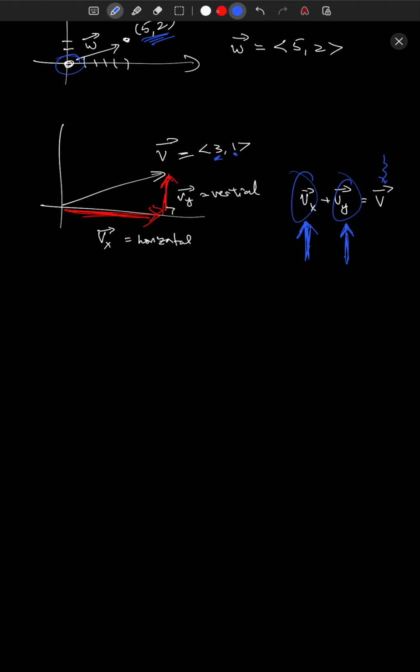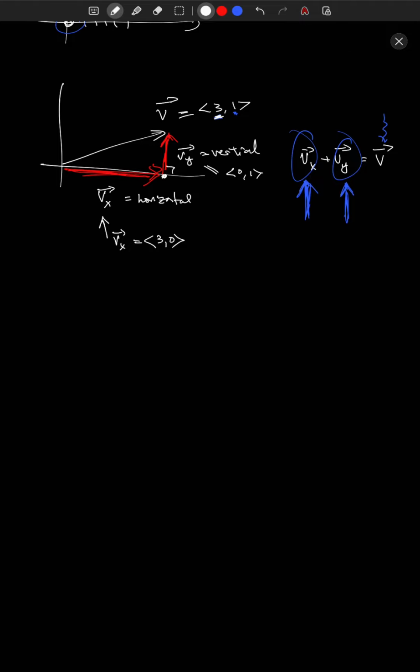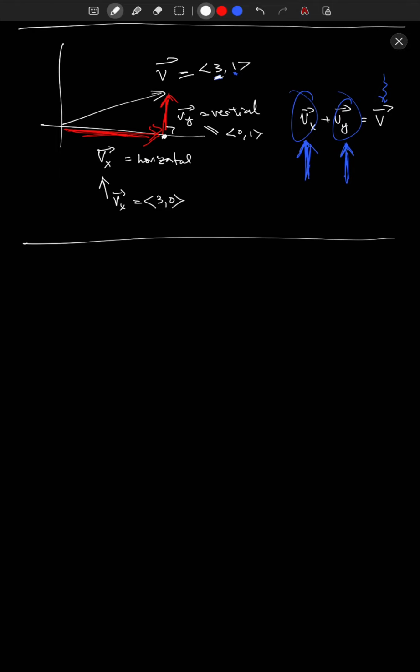By the way, if we did want to write down exactly what v sub x and v sub y were: v sub x, because it's horizontal and it ends right there, has horizontal length 3 and vertical portion 0, so it should be 3, comma 0. And v sub y, because it's vertical, should be 0, comma 1. So this is a small note. We'll use this again in just a few minutes when we have a secondary notation.